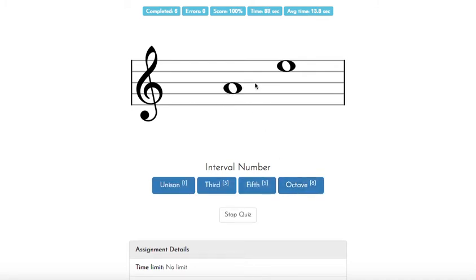This is our 1, 2, 3, 4 notes away. We remember that 4 notes away is our fifth. 1, 2, line, space. We would remember that this is 2 notes away. 2 notes away would be our third.